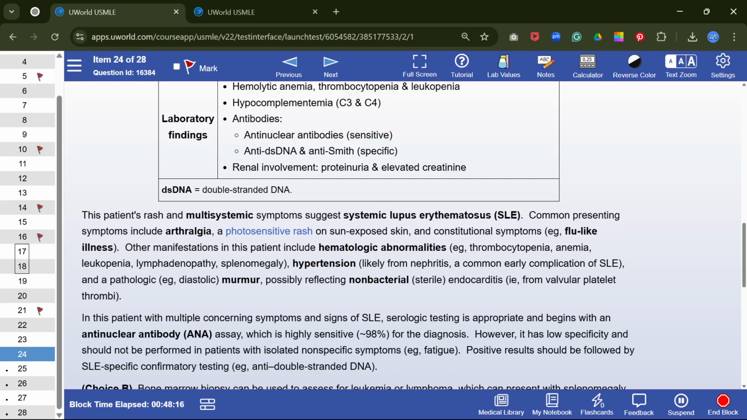Serologic testing is appropriate and begins with an antinuclear antibody assay, which is highly sensitive for the diagnosis. However, it has low specificity and should not be performed in patients with isolated non-specific symptoms, like fatigue. Positive results should be followed by SLE-specific confirmatory tests, such as anti-double-stranded DNA antibody. Okay.